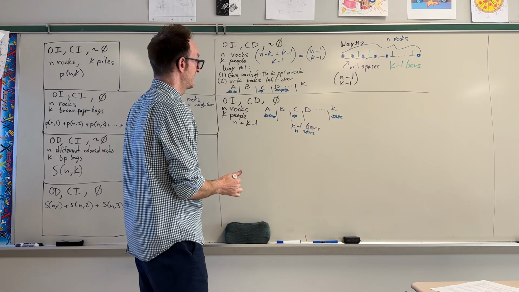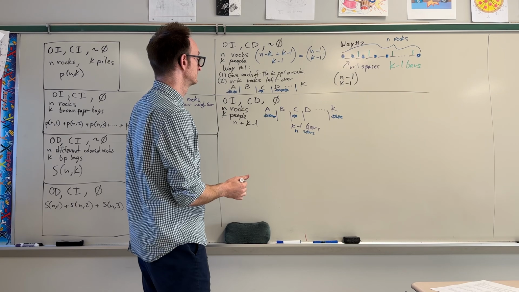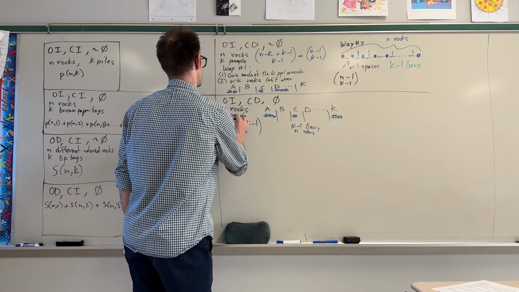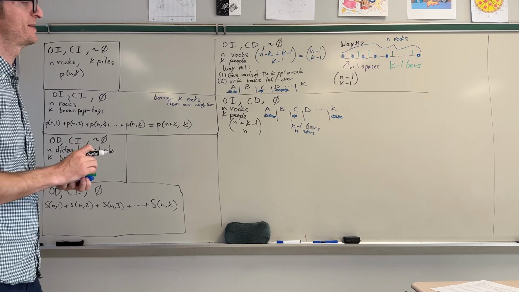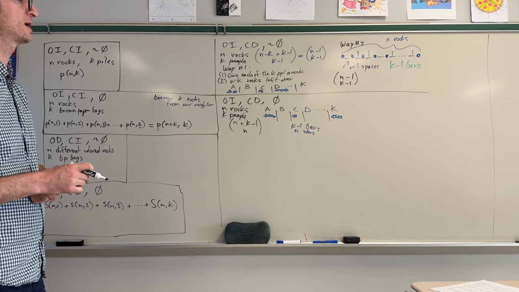So n minus k plus 1, choose n is the number of ways of making a string of length n plus k minus 1 consisting of k minus 1 bars and n stars.